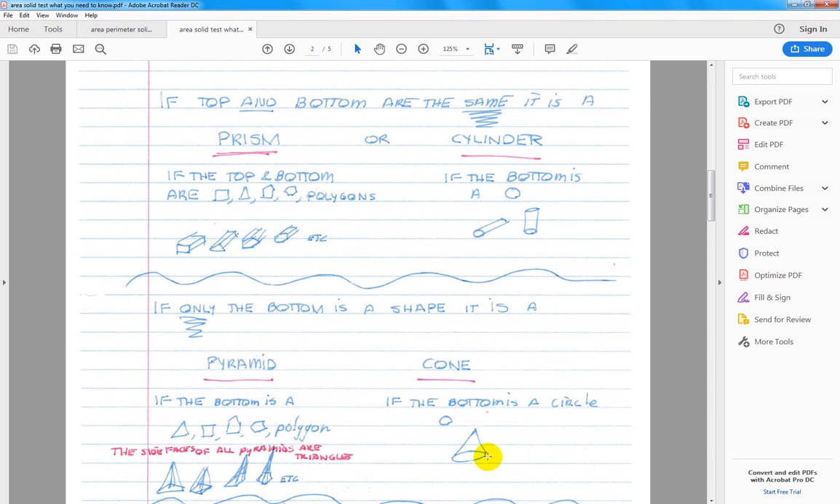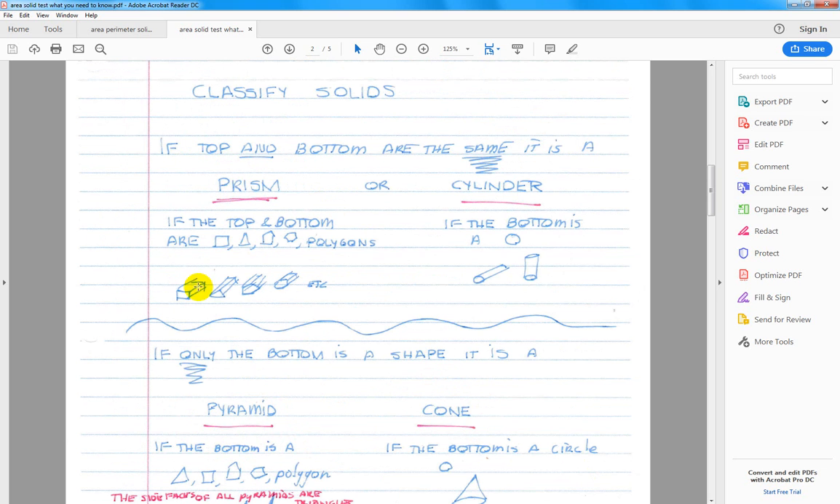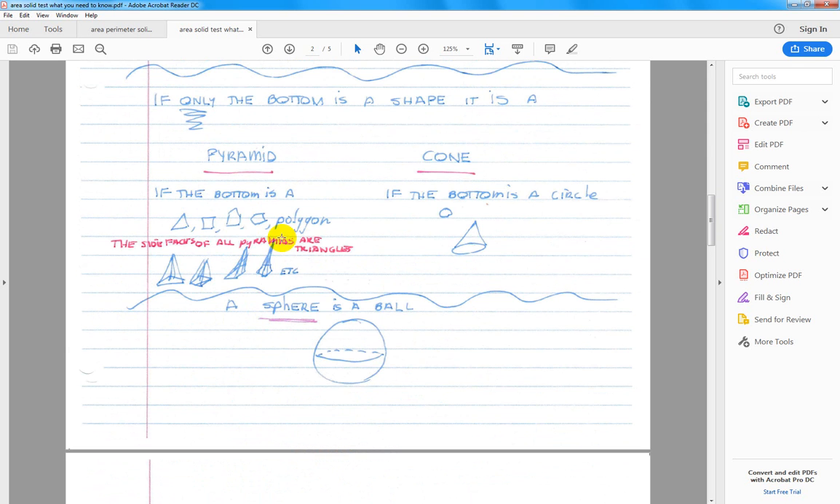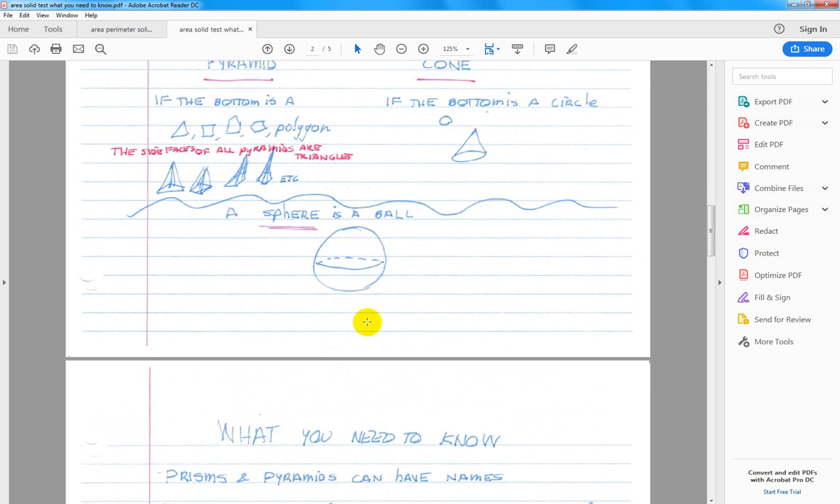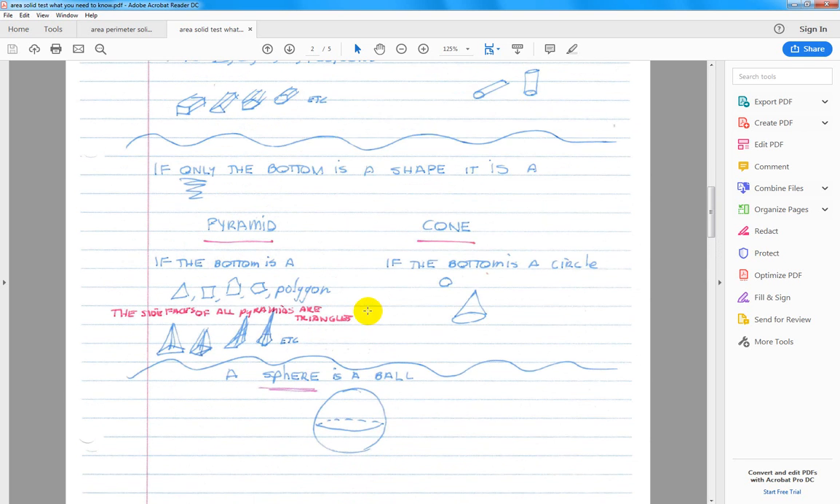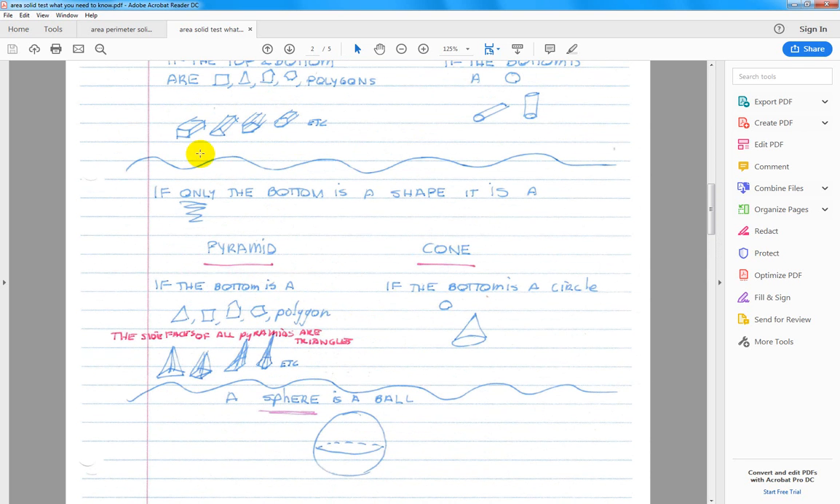If it doesn't have a point on the top, but it has the same shape on the top and the bottom, it is either a cylinder if it's a circular shape, or it is a prism if it is a polygonal shape like that. That's how you know what is what. A sphere is sort of obvious. It's just a ball.